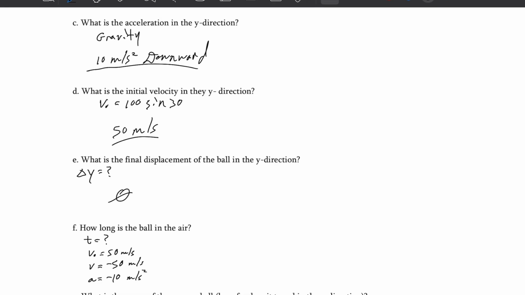This looks like we can use our VOTAT equation. V is equal to V naught plus acceleration times time. Let's rearrange for time, so we're going to subtract V naught to the other side and then divide acceleration to the other side to isolate the t. V negative 50 minus V naught 50 divided by negative 10 acceleration. We would get negative 100 divided by negative 10. So we should get 10 seconds.